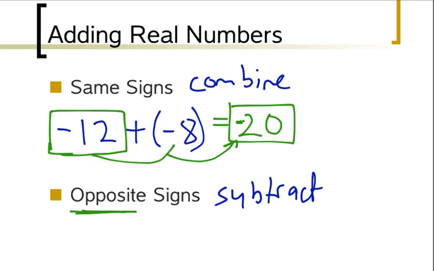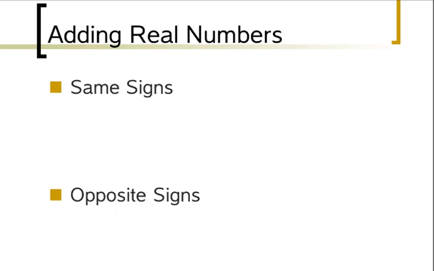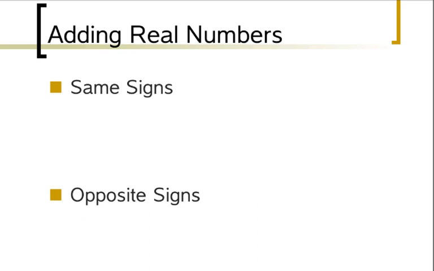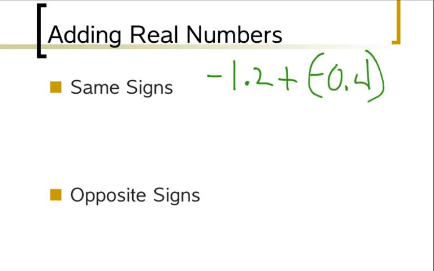Okay. So now, we're going to take a look at negative 6 plus negative 3. Again, these are the same signs, so you combine them to be negative 9. Okay? So this continues with decimals, like negative 1.2 plus negative 0.4. They're same signs, so you combine them.